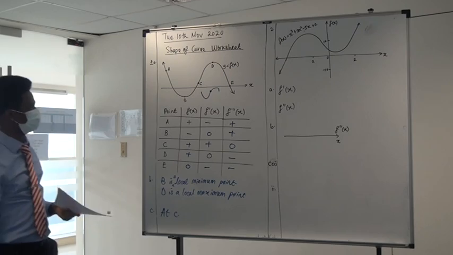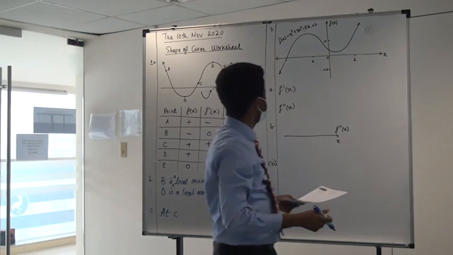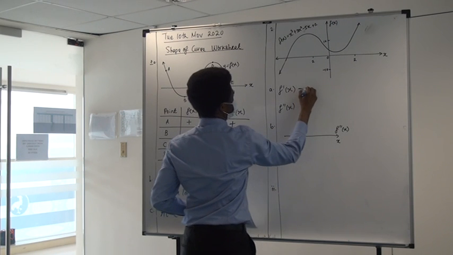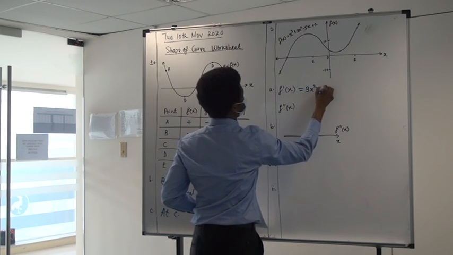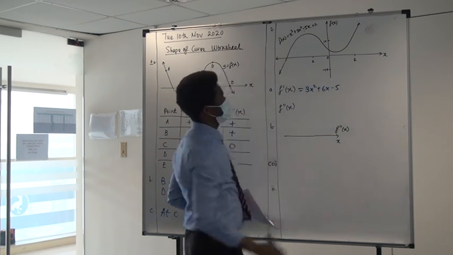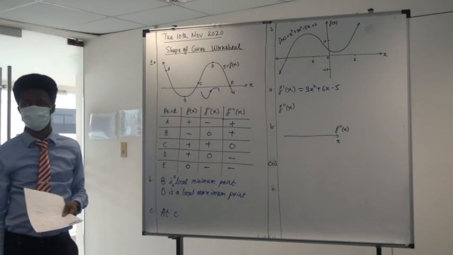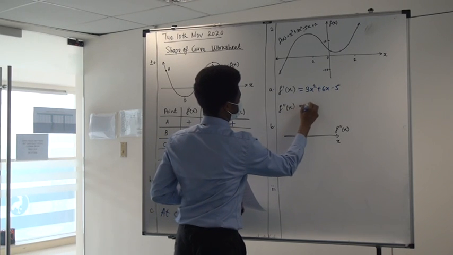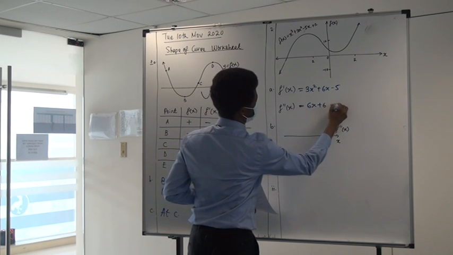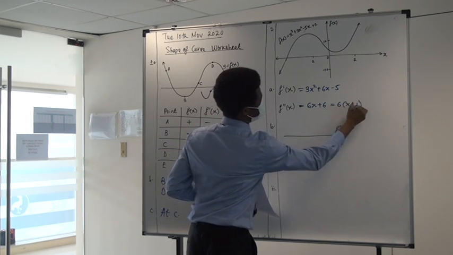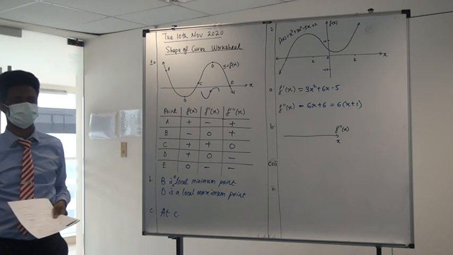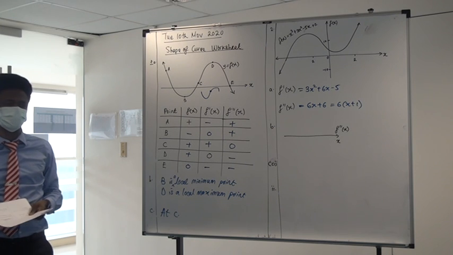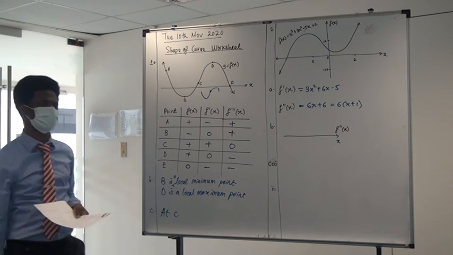Now, question 2. The first thing is to find the first two derivatives. From here, 3x squared plus 6x minus 5. Is it okay to write that? Great. Second derivative, 6x plus 6. Oh, this is factorizable. It might come in handy. But that is not factorizable. I've tried to.